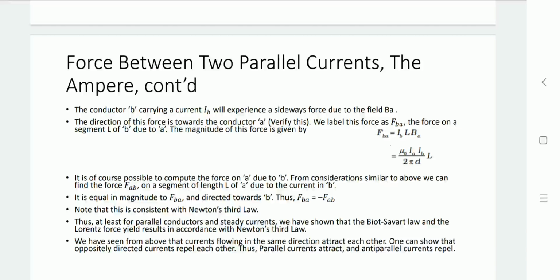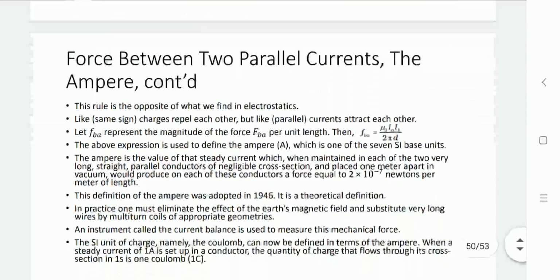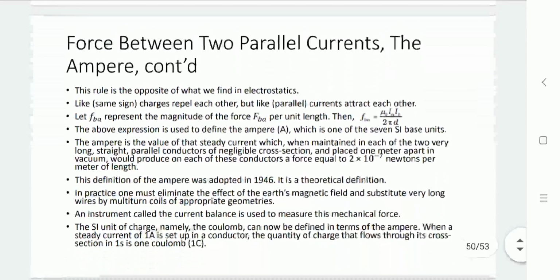In charges, opposite charges, positive and negative, attract, and the same sign charges repel each other. Here, the magnitude of the FBA force is mu 0 Ia Ib upon 2 pi d, and ampere is its SI unit.